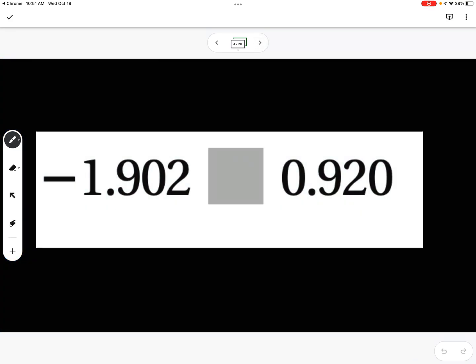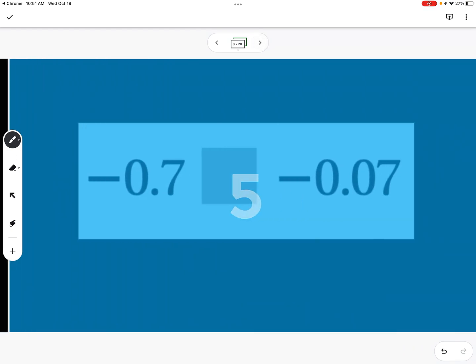Here we have negative 1.902 versus positive 0.92. This is an easy one. All right, of course, this is going to be less than. We have a positive value on the right, and this one's a negative value. That one should be easy.